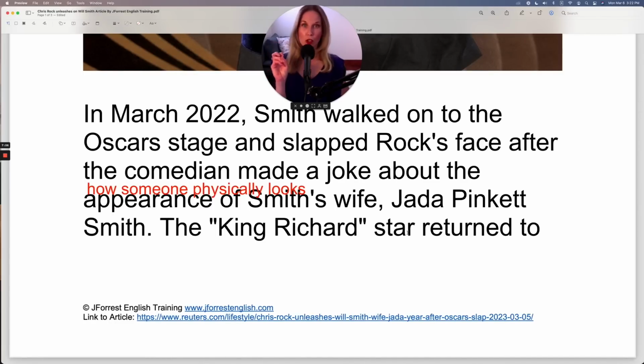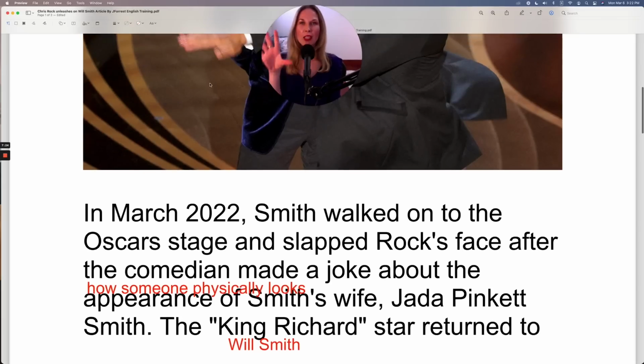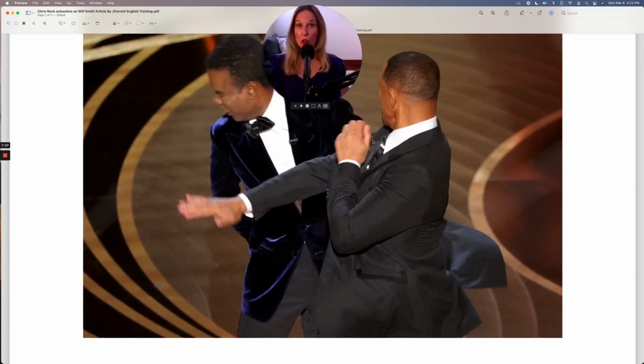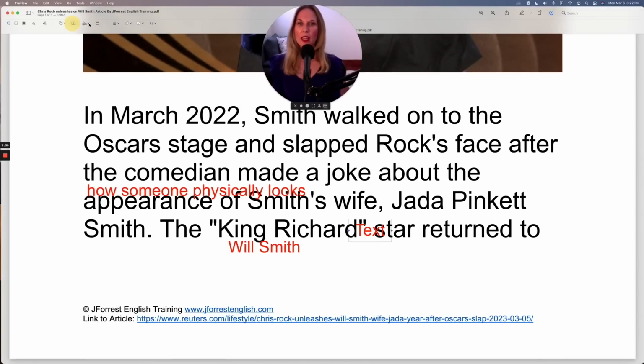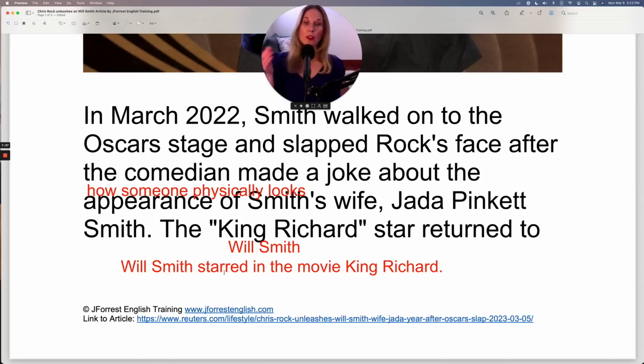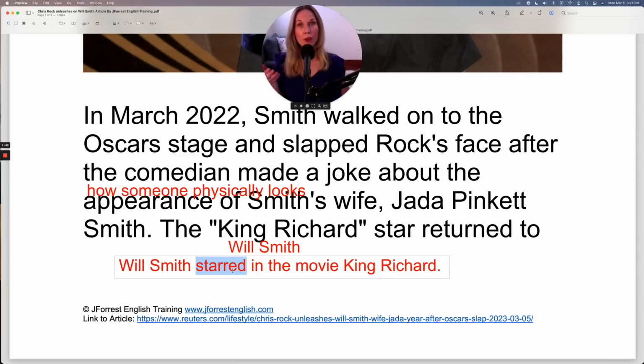The King Richard star. Who is the King Richard star? Well, this is Will Smith. Because he was the star in the movie King Richard. If you haven't seen it, it's an excellent movie. I believe that's what Will Smith was at the Oscars for, his role in the movie. Now, star, you can use this as a verb. You could say Will Smith starred in the movie King Richard. So here, this is a verb. You know it's a verb because it's conjugated in the past simple. He starred. That's in the past.